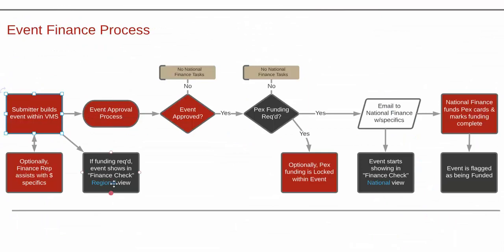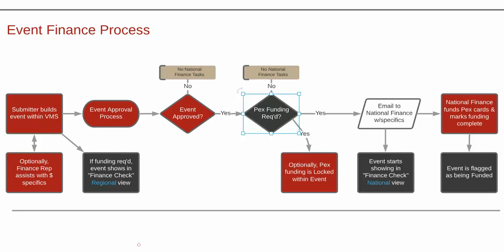At some point when the submitter believes it's ready, they will mark it for approval, which would start the overall event approval process. That also would send an email to anybody listed as a finance representative for that particular event. The next step is whether or not the event gets approved, and if not, of course there's no tasks for finance at that point. The next step in the process is for the system to look at whether or not there's any PEX funding required.